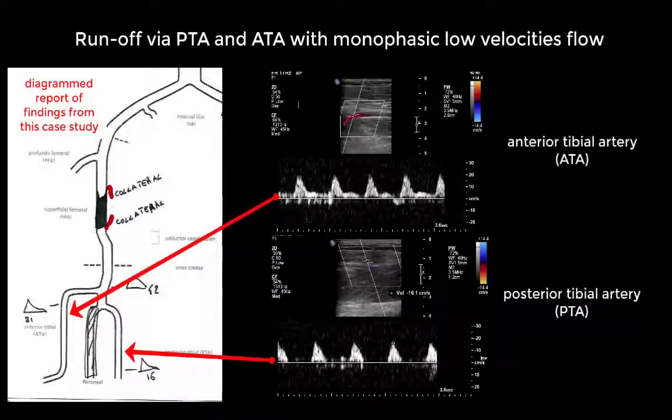If we assess the flow distally to the region of occlusion at the level of the posterior tibial artery and anterior tibial artery, we can sample monophasic low velocity flow, which is another criteria used to diagnose the presence of an occlusion. And we can see in this diagram that the occlusion is in the mid-thigh region, and distally there are two vessel runoff. The peroneal artery was not visualized in this case.